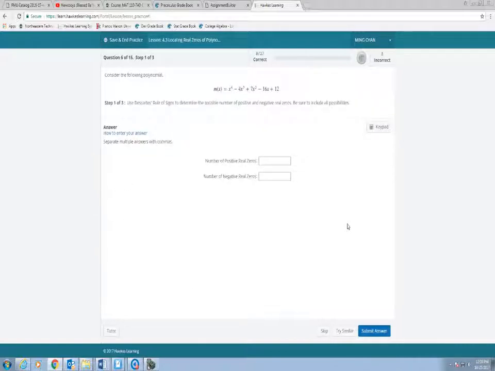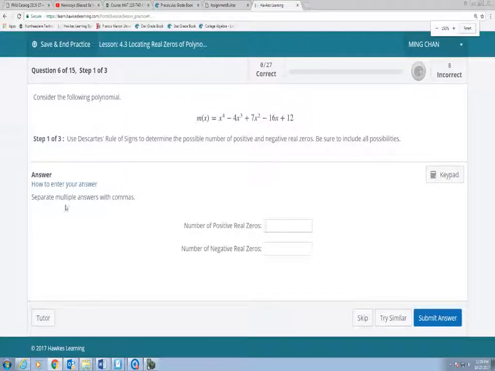Alright, this example, let me make it slightly bigger. Use the rule of signs to determine the possible number of positive and negative real zeros. Okay, so let's count. This already starts you out with a positive x right here. So positive to negative is 1. Negative to positive is second one. Positive to negative is another one. That's 3 so far. Negative to positive is a fourth one.